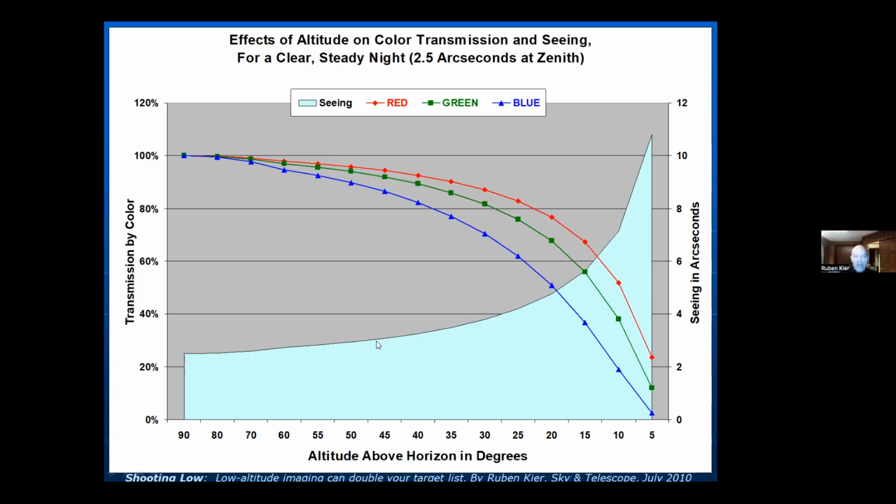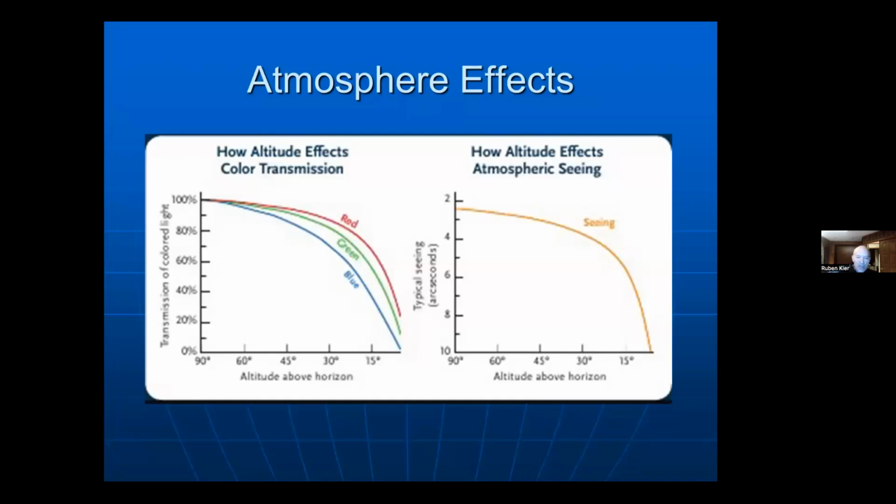If you get to 45 degrees, that may rise to 3.5. If you're down at 30 degrees, it goes up to 4 arc seconds. You go down to 15 degrees, you might be at 6 arc seconds. Down at 5 degrees, you're over 10 arc seconds. So you've got some really blurry images. This is just another way of separating those two concepts: the effect on seeing and the effect on color transmission. Color transmission becomes dismal for blue as you get lower and lower, and seeing gets worse and worse as you get lower and lower.